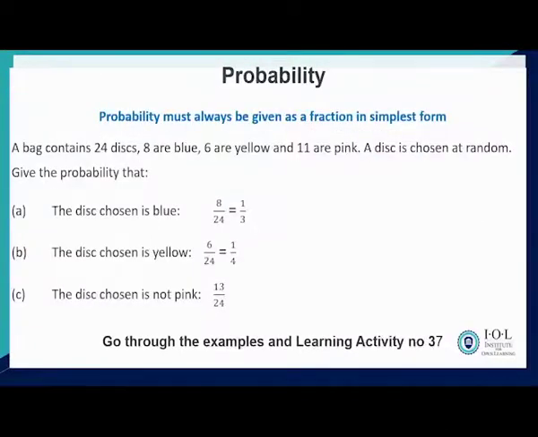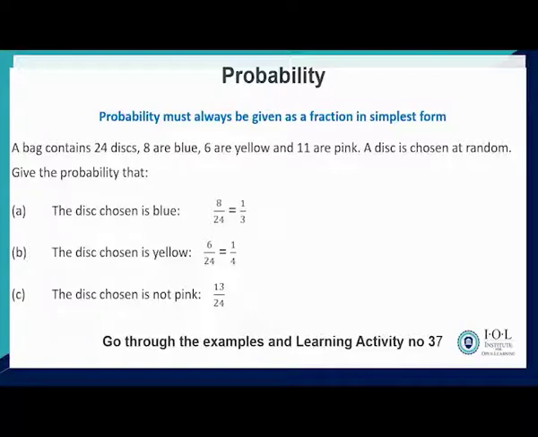So let's look at probability. Probability must always be given as a fraction in simplest form. People, I've said that so many times in the past. I've tried to turn your attention to it. So very important. And still, in the past exam, I still got answers in percentage. I got answers in decimals. That's not acceptable. You will lose your marks.